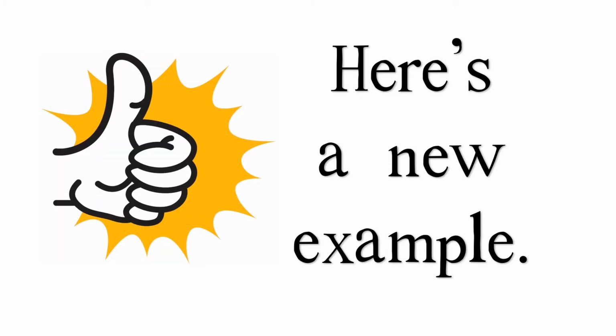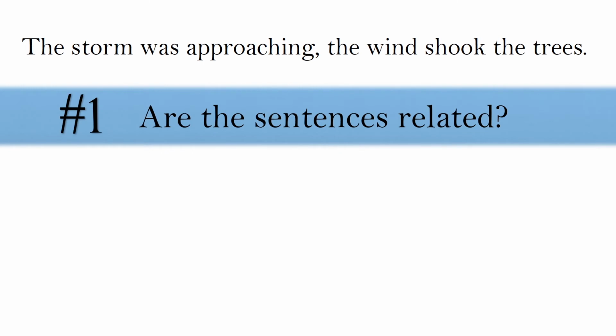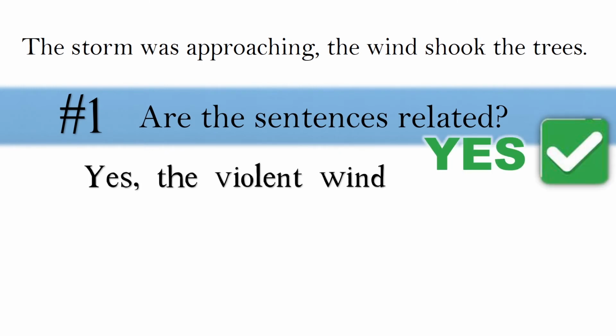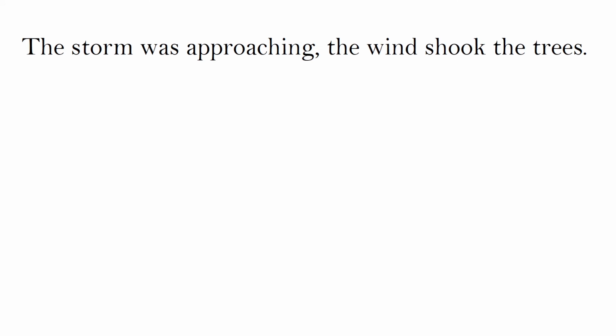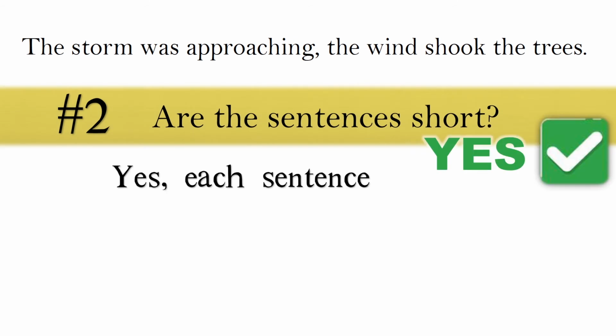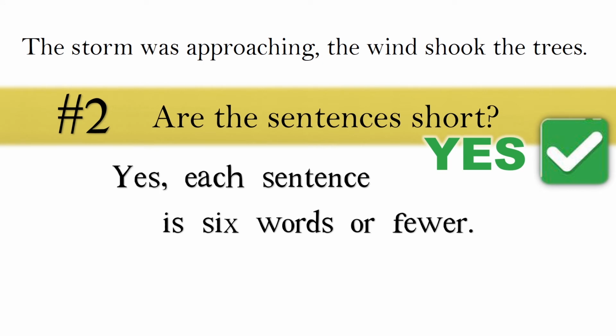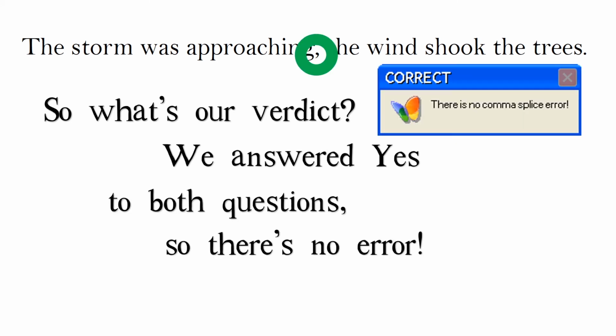Here's a new example. The storm was approaching, the wind shook the trees. First, are the sentences related? Yes, the violent wind is part of the approaching storm. Are the sentences short? Yes, each sentence is 6 words or fewer. So what's our verdict? Well, we answered yes to both questions, so there's no error.